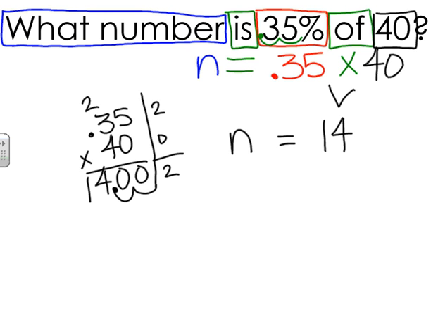Now the final piece: plug it back in and make sure your answer is reasonable. So 14 is 35% of 40. That does seem reasonable because 25% of 40 would be 10, and 50% of 40 would be 20. So we're looking for a number between 10 and 20, so 14 makes sense.